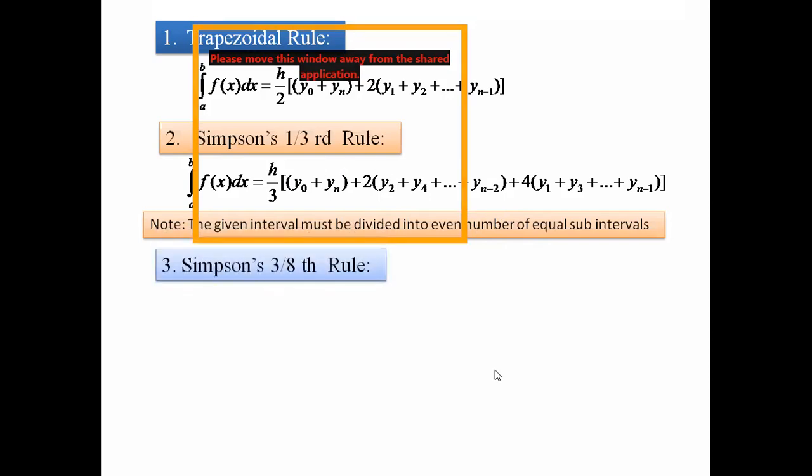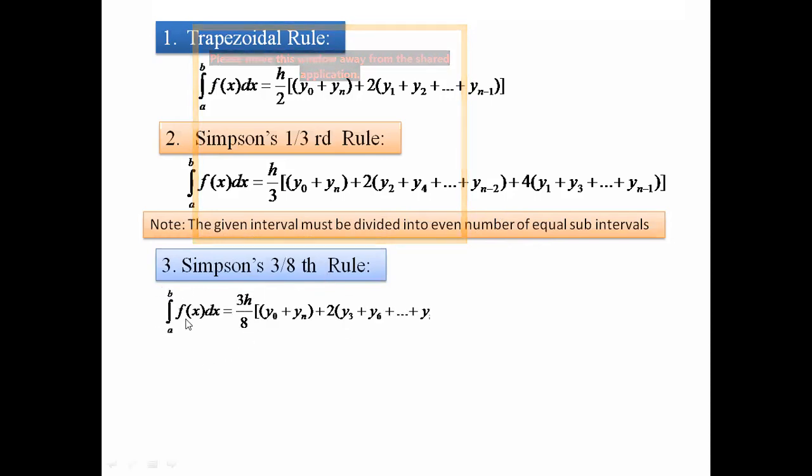Next formula is Simpson's 3/8 rule. In the 3/8 rule, the formula goes like this. The integral of f of x dx is given by 3h by 8. As its name tells, 3 by 8, that is 3h by 8. And the starting is similar to the others: first value and last value, add it.